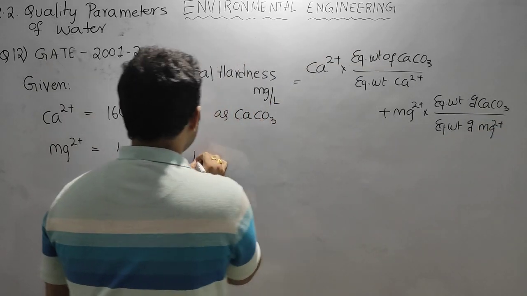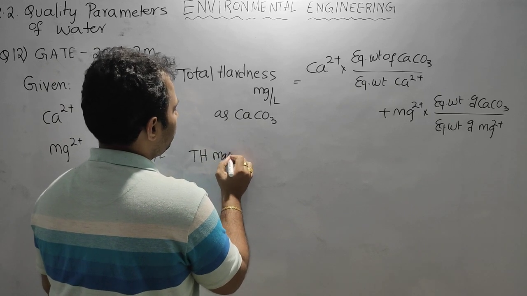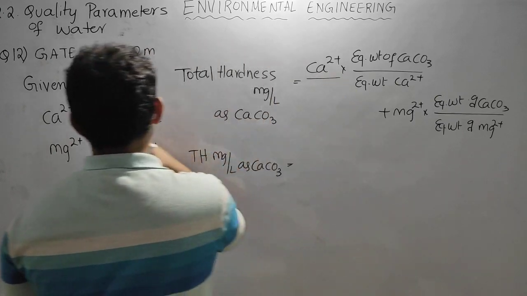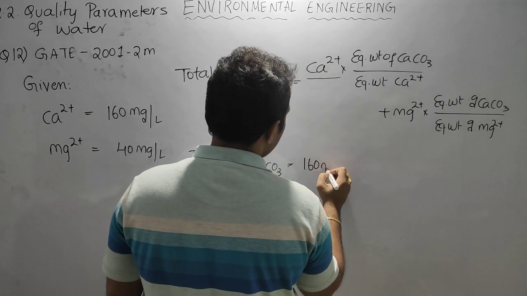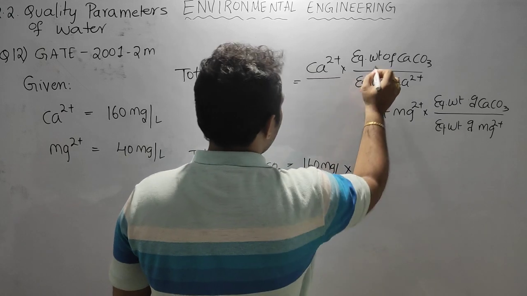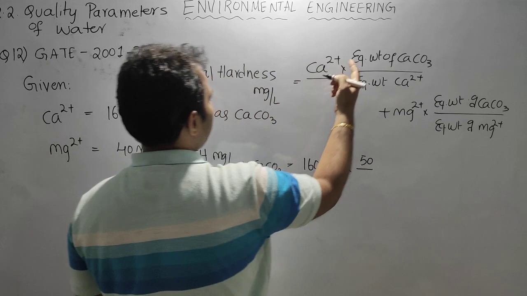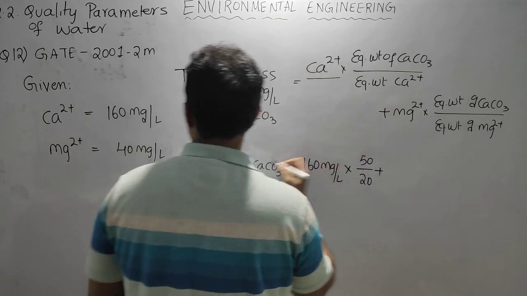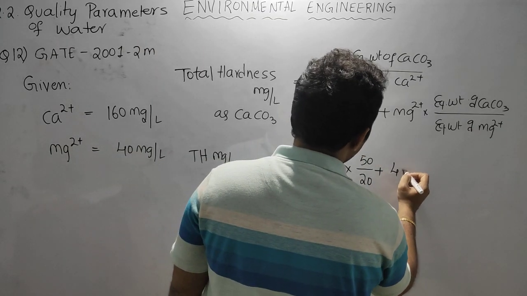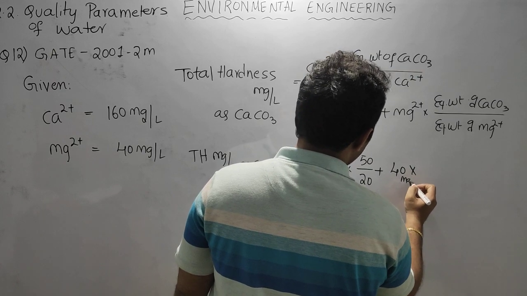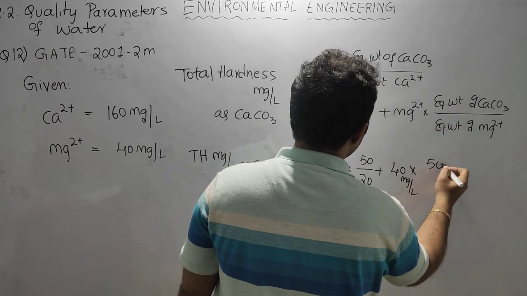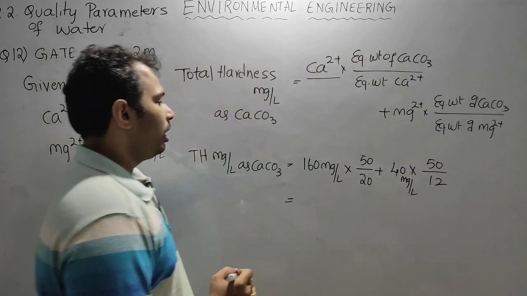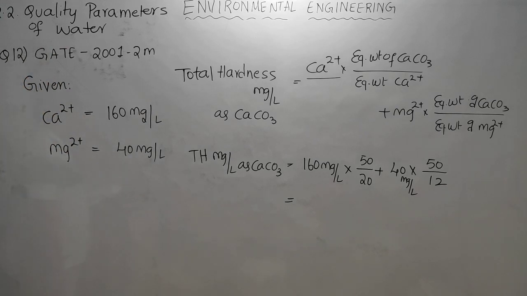So total hardness in mg per liter as CaCO3 is equal to Ca2+ concentration. How much have they given? It is 160 mg per liter. Equivalent weight of CaCO3 is 50. Equivalent weight of Ca2+ is 20. Mg2+ concentration is how much? 40, so 40 mg per liter multiplied with 50, the equivalent weight of CaCO3. Equivalent weight of Mg2+ is 12. So solving this, you will get the total hardness value.